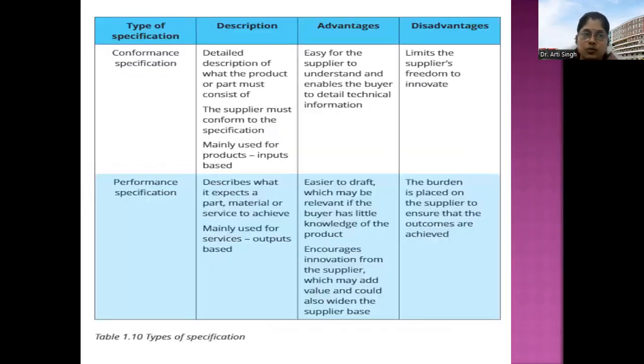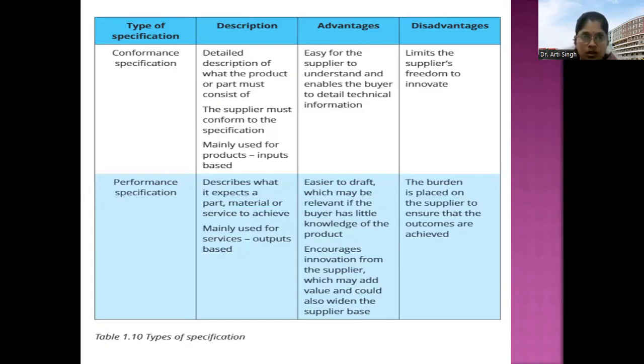Then what are the types of specifications? The types of specifications are conformance and performance specifications, which have various advantages and disadvantages. The advantage of a conformance specification is that it is easy for the suppliers to understand and enables the buyer to ask for detailed technical information. The disadvantage is that it limits the suppliers' freedom to innovate.